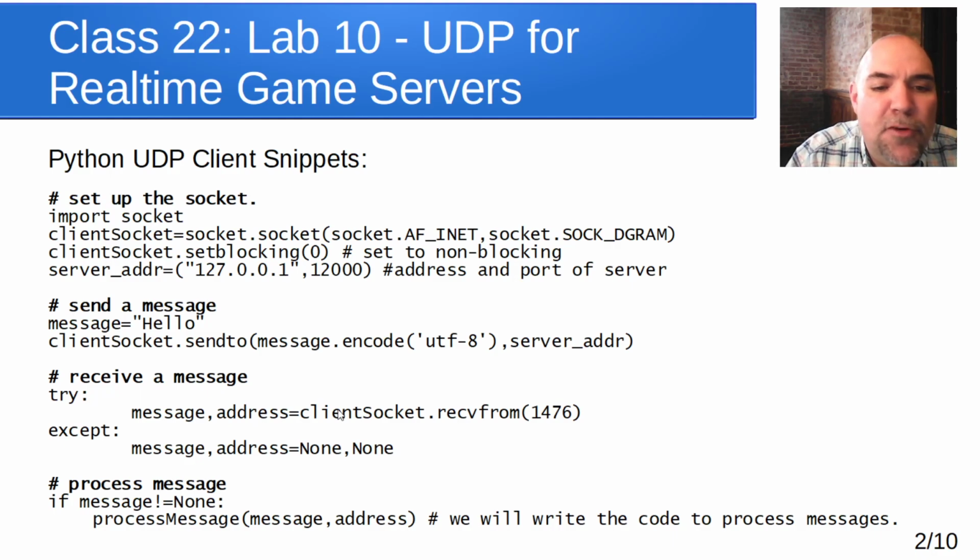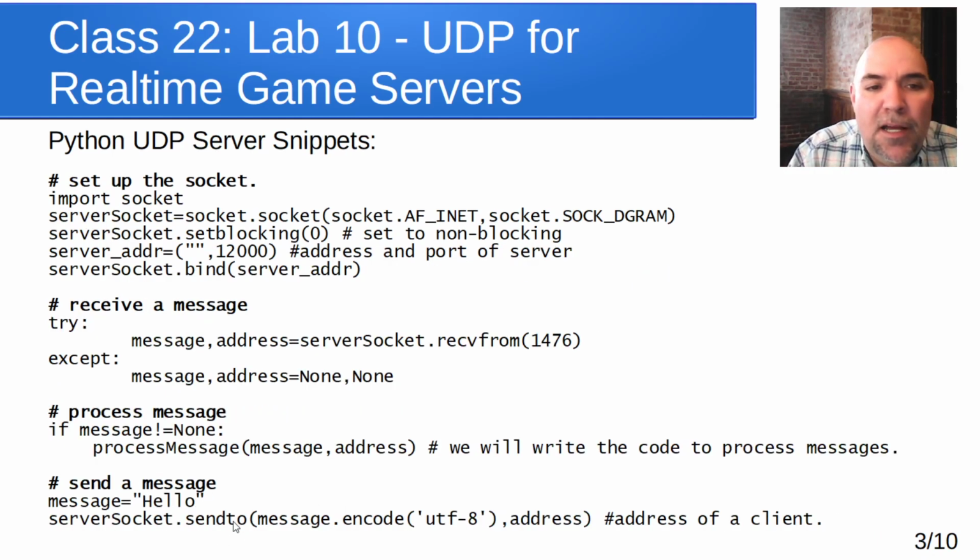And then down here, when we try to do a receive from, that will either succeed or fail. If there's data available, it'll get it. If there's not data available to receive, it'll, in this case, hit this exception and put None into both the message and the address. Now, if the message isn't None, then we can process it with a process message function, or we could just stick code in here directly. And on the server side, we do the same thing. There's one extra step in setting up the socket, and that's binding it to the server's address. That's the address that's going to be receiving messages and then responding to them. And then we have the same kind of code here to receive data.